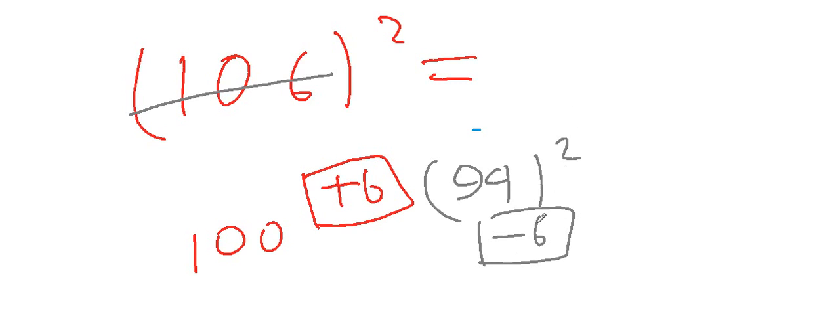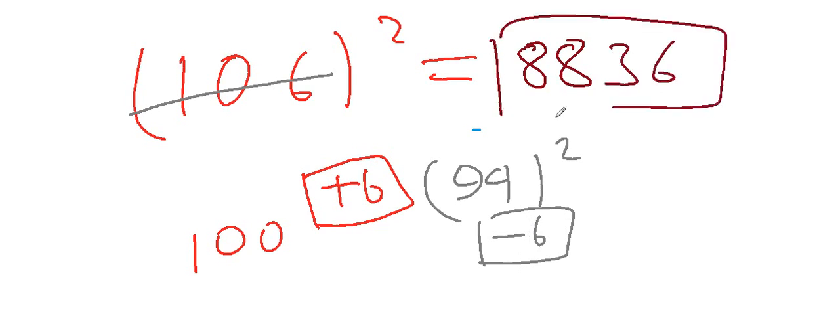Double of minus 6 is minus 12. Adding 100 and minus 12 will give us 88. You got it, 88, because we are actually subtracting 12 from 100. After that you write the square of 6, which is 36. This is our answer: 8836. Simple, isn't it?